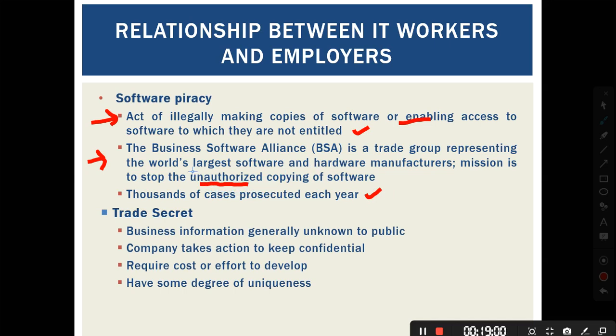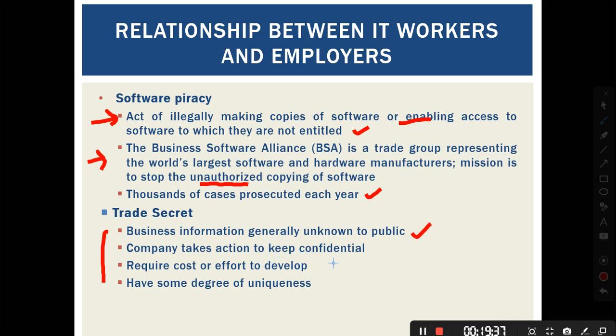Trade secret is another concept that we normally use. It is business information generally unknown to the public, where the company takes action to keep it confidential. A trade secret is a confidential piece of data, business information generally unknown to the public, such as financial records. And some companies take action to keep it confidential.